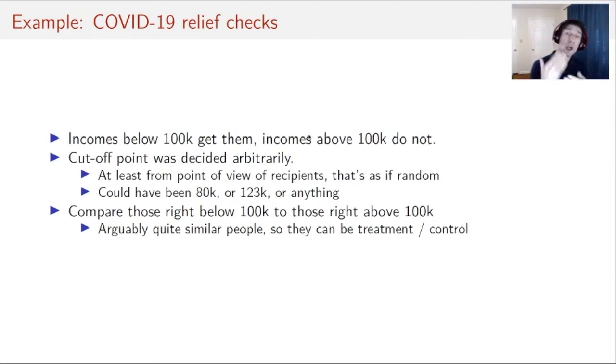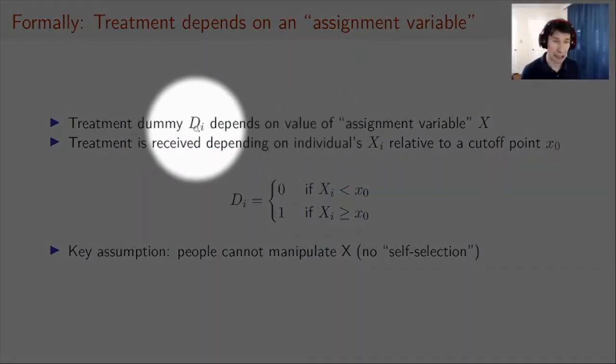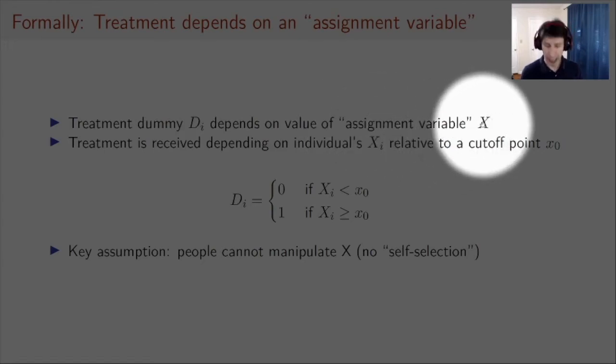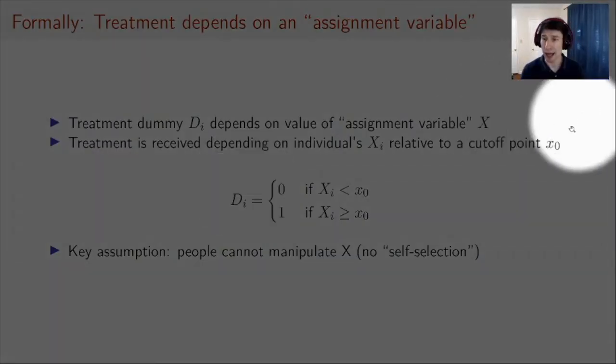However, it puts them on one side or on the other side of this arbitrary dividing line. So formally, mathematically, how do we express this? Well, we say that the treatment depends on an assignment variable. So we still have our treatment dummy, the D, but this time it depends on the value of an assignment variable, x. Now be careful, in this case, x is not just our covariates, it's the assignment variable. So we say that the treatment is received depending on the value of x relative to a cutoff point x0.